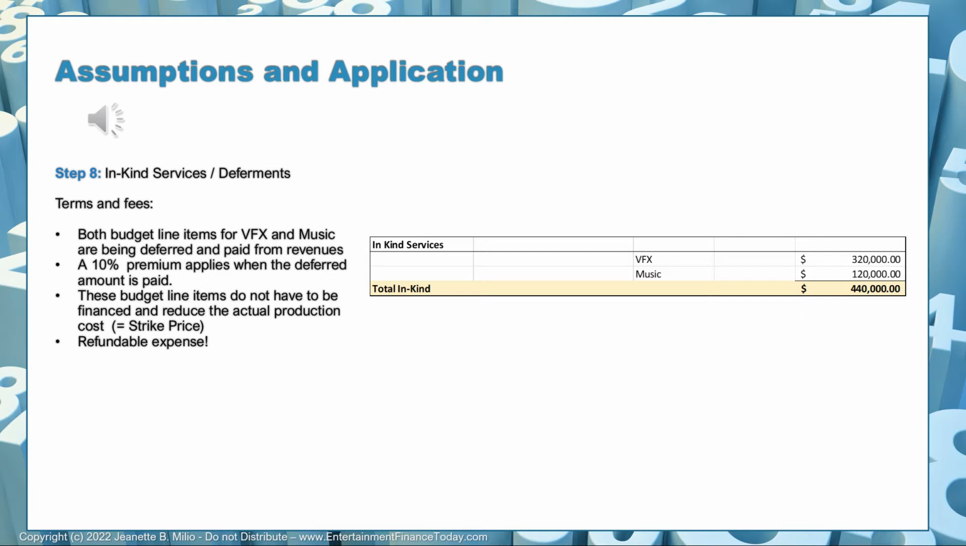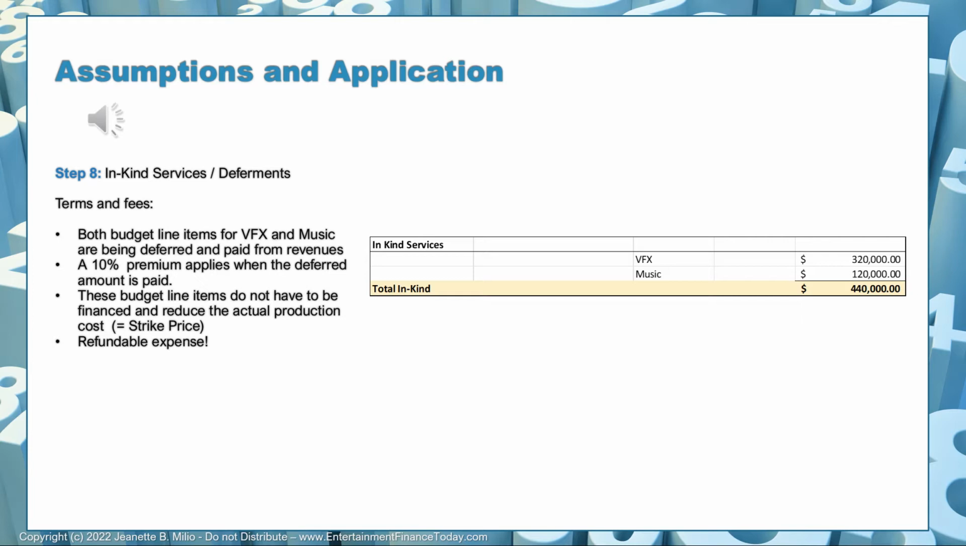These two in-kind service / deferment options will not be added to our budget because these budgeted line items are being deferred and will be paid in the recoupment schedule. We have visual effects of $320,000 and music budget of $120,000, both of which are deferred. This is not a music investment. This is simply the budget for music, which is why this is a deferment and not a music investment, just to remember this.